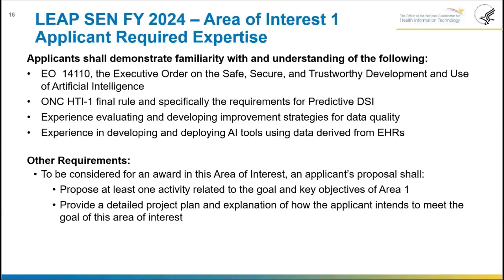Applicants shall demonstrate familiarity with and understanding of the following: the EO 14110, ONC HTI-1 final rule, and specifically the requirements under the predictive decision support interventions, experience evaluating and developing improvement strategies for data quality, experience in developing and deploying AI tools using data derived from EHRs. And to be considered for an award in this area of interest, an applicant's proposal shall propose at least one activity related to the goal and key objectives of Area 1 and provide a detailed project plan and explanation of how the applicant intends to meet the goal of this area of interest.